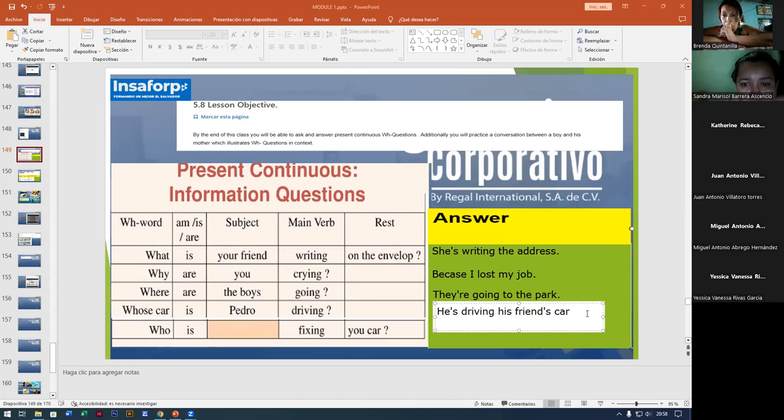Nice one. Okay. What about the last one? Who is fixing your car? Fixing, that means repairing. Fixing is reparando. Who is fixing your car? Brenda, what's the possibility? Who? You investigate the subject. Investigamos ahí el sujeto, ¿verdad? ¿De quién? ¿Quién está reparando? Maybe my friend. Maybe I am repairing. My friend. Okay. My friend is? Is fixing. Excellent. Is fixing what? The car. That's correct. Good one. My friend is fixing the car. Very good job. That is correct.